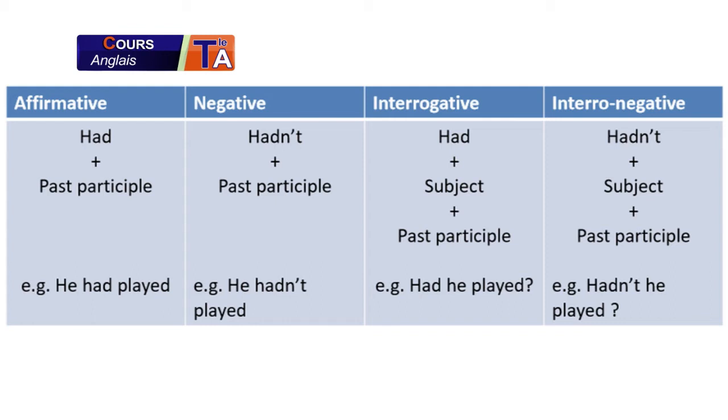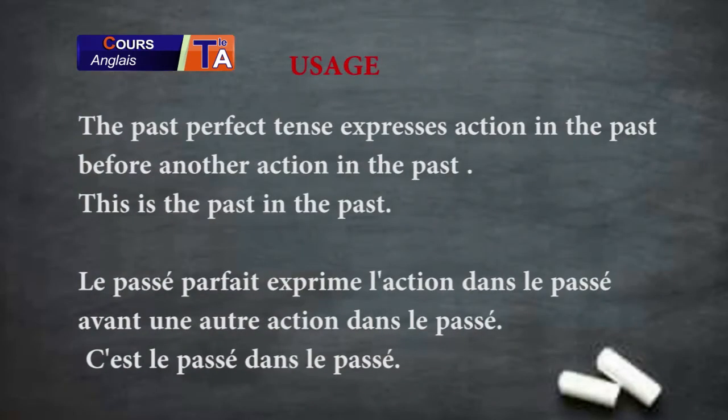Interrogative form, had plus subject plus past participle. Let's read an example. Had he played? And the last form, the interrogative form, hadn't plus subject plus past participle. And here's an example. Hadn't he played? Now let's see when the past perfect is used.